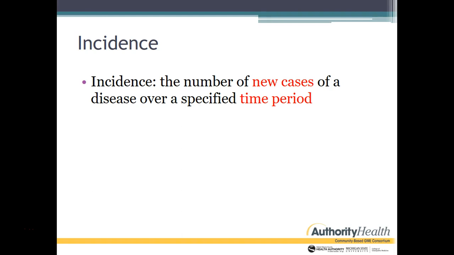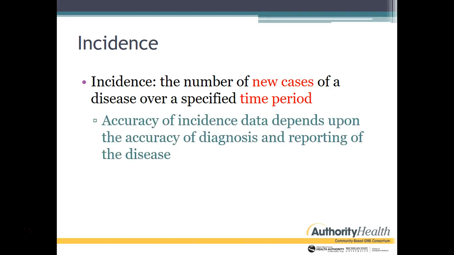Incidence is the number of new cases of a disease over a specified time period. So whenever you hear new cases, you should think incidence. One thing to note: the accuracy of your incidence data depends on the accuracy of diagnosis and reporting of the disease. All that means is if a technique comes out that increases accuracy of diagnosis, your incidence will go up because you'll be identifying more. And we'll go over that.